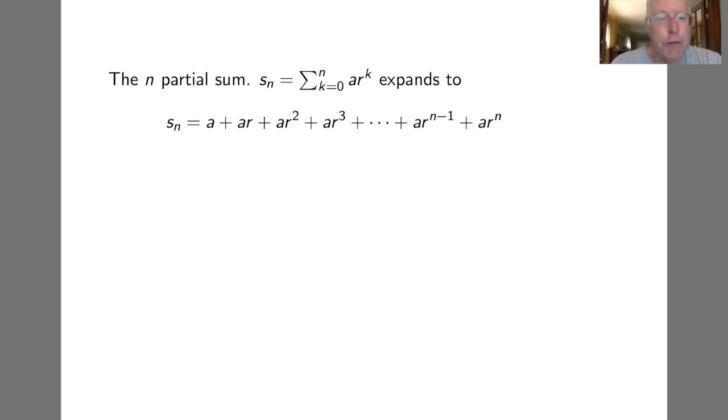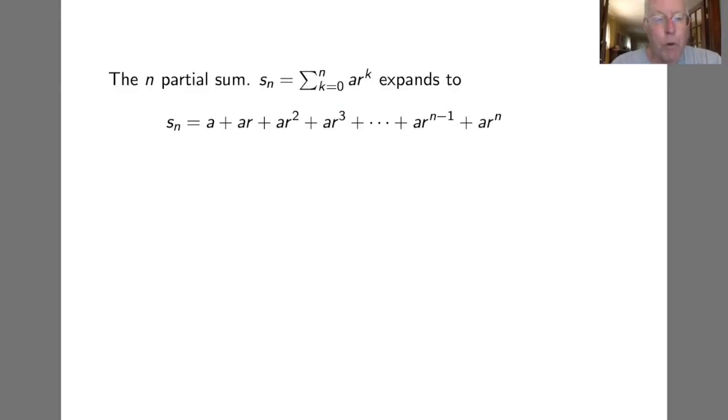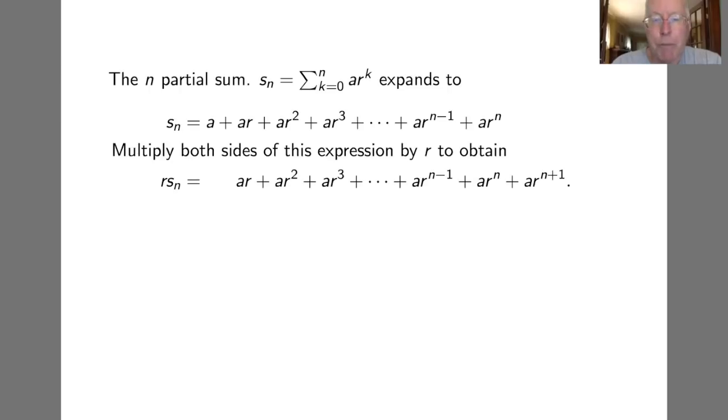So let's take a look at the nth partial sum of the geometric series in this case. So S sub n then is the summation as k runs from 0 to n of ar to the k. And if we write this out, it just looks like this: a plus ar plus ar squared plus ar cubed until we get down to ar to the n, the last term. We're going to multiply both sides of this expression by r. And then the result is in this new line you see here.